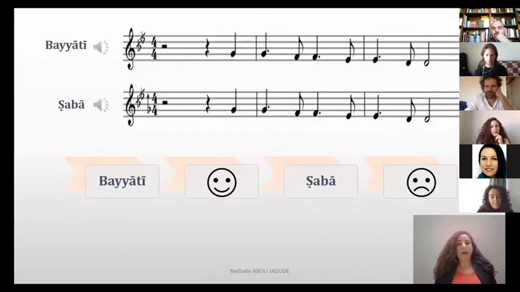They have to listen to 2 successive musical excerpts from 2 different modes and must assign a happy or sad face to each excerpt. In other terms, they must assign an emotional coloring to each mode that is more or less tense, systolic, or relaxed, diastolic. Let's listen to the first 2 extracts, the first one in Bayati and the second one in Saba.